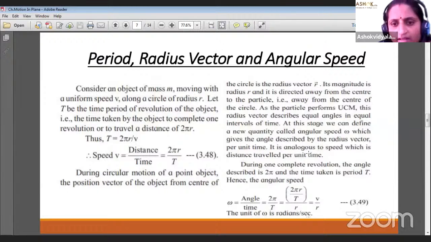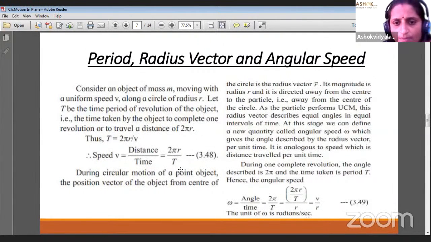The angle described by the radius vector per unit time is nothing but the angular speed omega. During one complete revolution, the angle described is 2 pi and the time taken is the period T. Hence, the angular speed omega is angle upon time. In translation motion, speed is equal to distance upon time. In uniform circular motion, omega is equal to angle upon time.